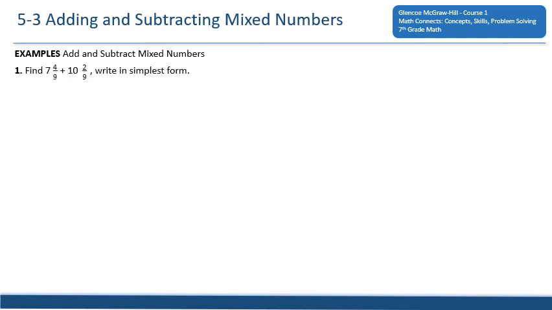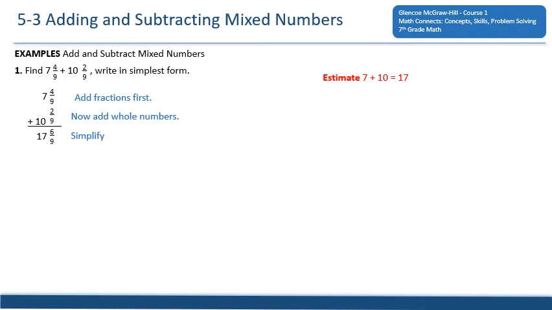Examples: add and subtract mixed numbers. Find 7 4/9 plus 10 2/9, and then write in simplest form. We'll estimate that to be 7 plus 10 equals 17. We're going to add the fractions first, which we can do because we have two like fractions. 4 plus 2 is 6, and we'll just use the denominator of 9. Now we're going to add the whole numbers: 7 plus 10 is 17. Then we have to simplify 6/9 because there's a common factor of 3. So we get 17 2/3.